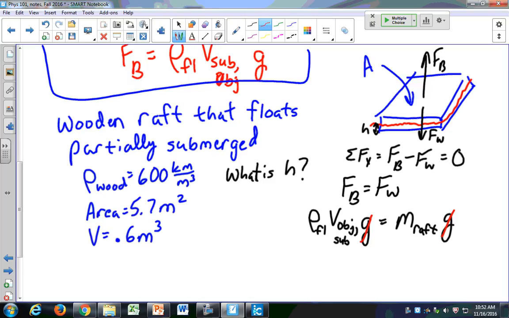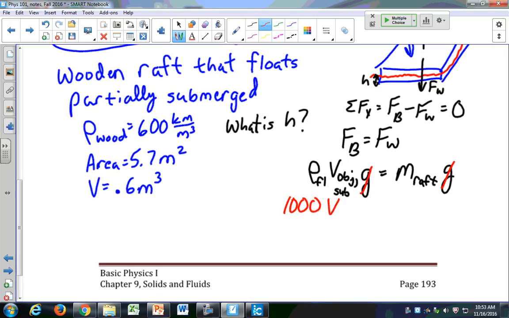A common mistake that students make on these problems is they'll take a density that's given in the problem and they'll sort of run with it. So often students would say, well, the density of the fluid is 600 kilograms per cubic meter. But that's not what it is. That's the density of the solid, which is what the raft is made out of. In this case, we're floating in water, and the density of the fluid is 1,000 kilograms per cubic meter. So I have 1,000 times the volume, and then that's equal to the mass of the raft.